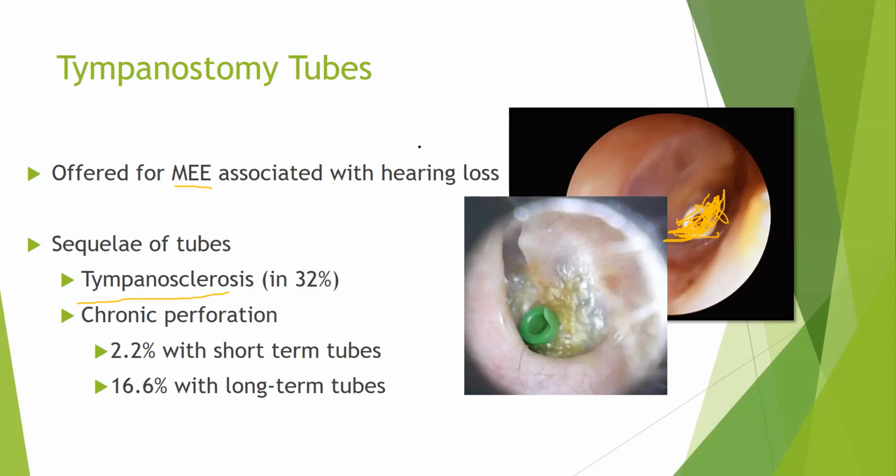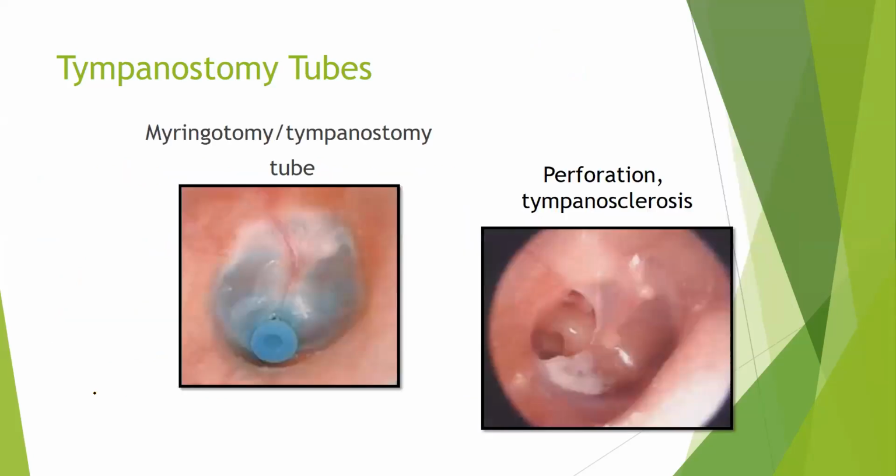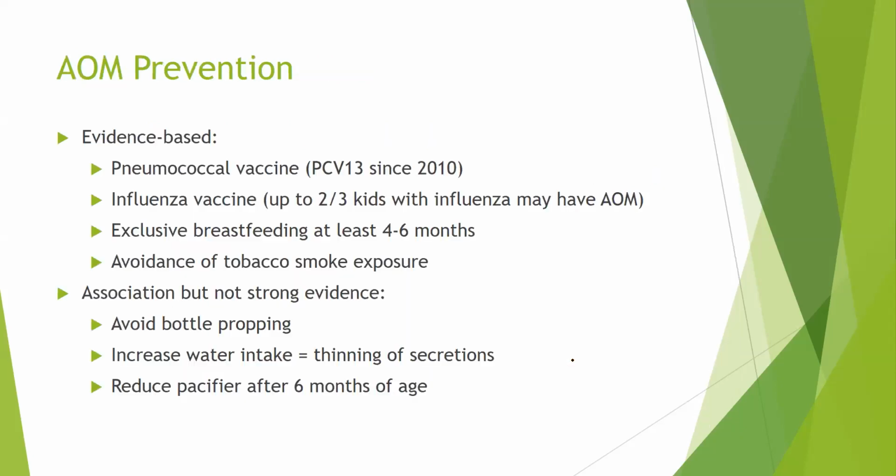Chronic perforation, so they may just have a tympanic membrane that chronically has a perforation in it. The risk for that is pretty low with short-term tubes, but when they have tubes longer term, the risk goes up significantly. So here's a tube here, and then here's a chronic perforation, and then you can see all this scarring. So this white is scarring of the ear itself.